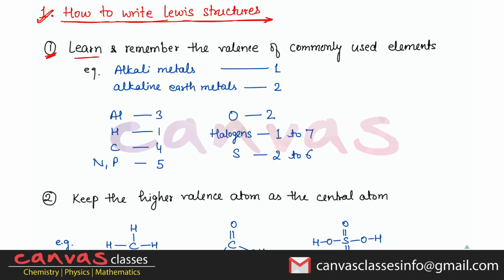So first, I suggest that you learn and remember the valence of commonly used elements. Like alkali metals, they all have a valence of 1. Alkaline earth metals, they all have a valence of 2. Aluminium has a valence of 3. Hydrogen 1, carbon 4, nitrogen, phosphorus, group 5, they have a valence of 5. Oxygen 2, halogens go from 1 to 7. Sulfur goes from 2 to 6. So this valence will help you while making different bonds, right? Where you can extend the octet, where you cannot.